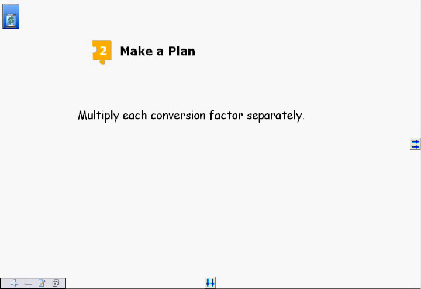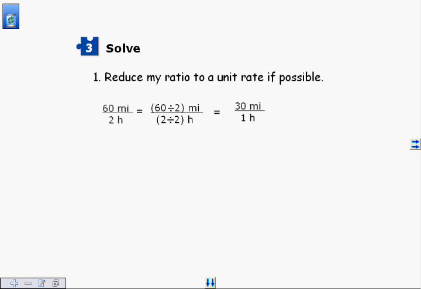So we got to make a plan. You got to have a plan to get to the solution. You're going to multiply each conversion factor separately. So yes, it is going to take a while. Yes, you are going to have a lot of work on your paper. So first, third, you're going to solve.